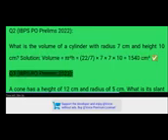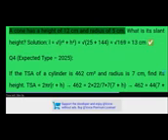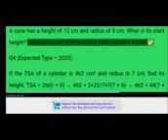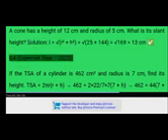Q3, IBPS FO prelims 2023. A cone has a height of 12 cm and radius of 5 cm. What is its slant height? Solution: L equals square root of R squared plus H squared equals square root of 25 plus 144 equals square root of 169 equals 13 cm.